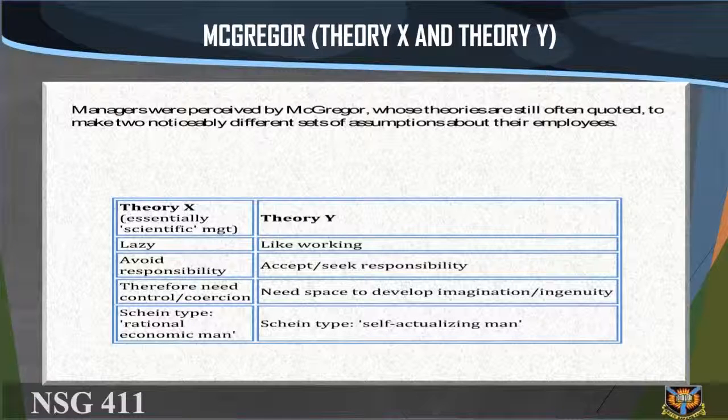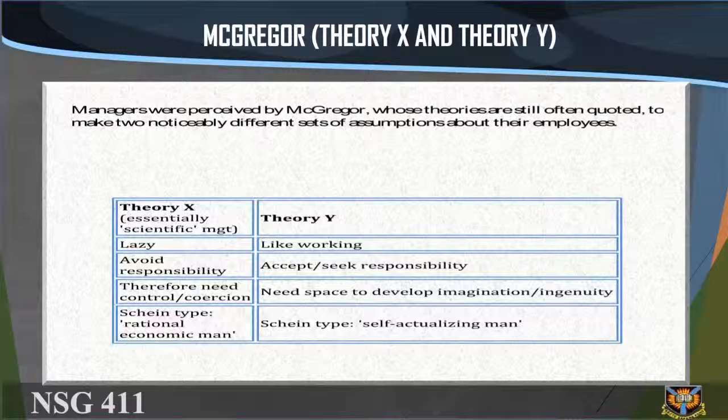McGregor, Theory X and Theory Y. Managers were perceived by McGregor, whose theories are still often quoted, to make 2 noticeably different sets of assumptions about their employees. Theory X, essentially scientific management: lazy, avoid responsibility, therefore need control or coercion.